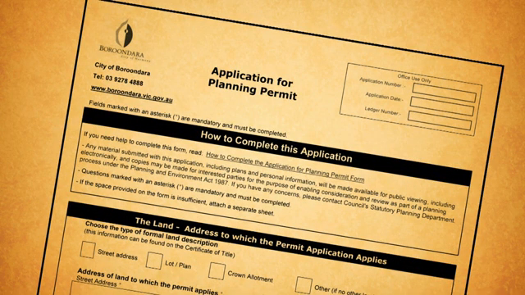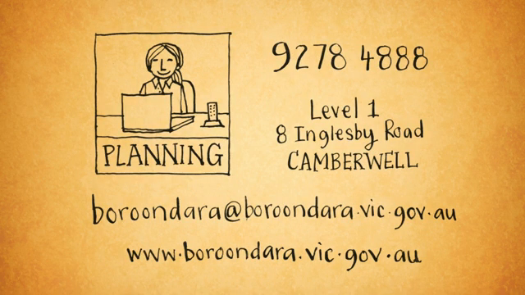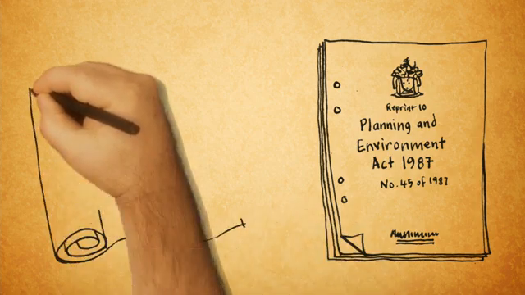Council planning officers can help you with the information that you must include in your application. Council also has checklists to assist you. Contact Statutory Planning for more detail. Once lodged, Council will process your application.